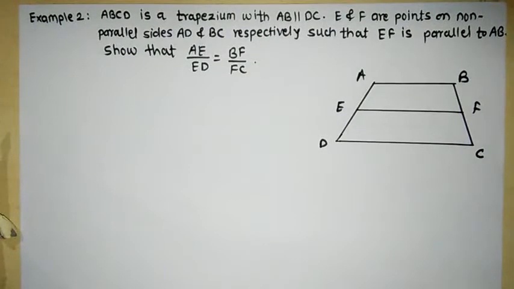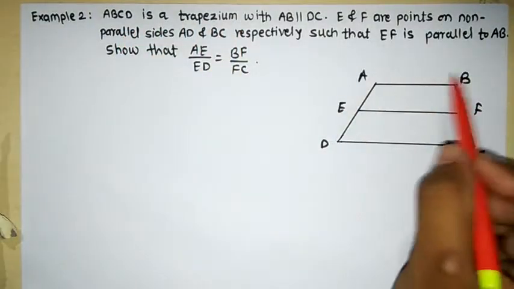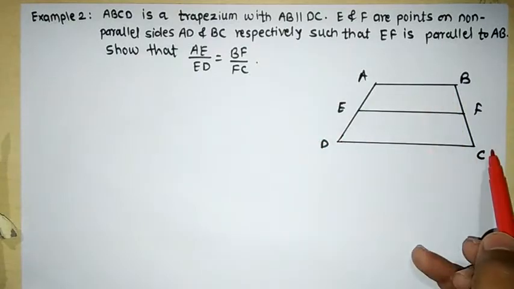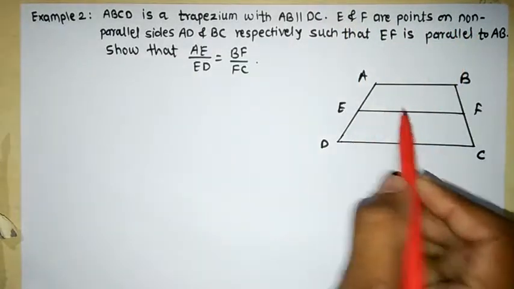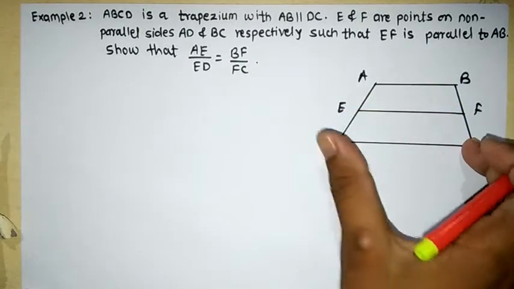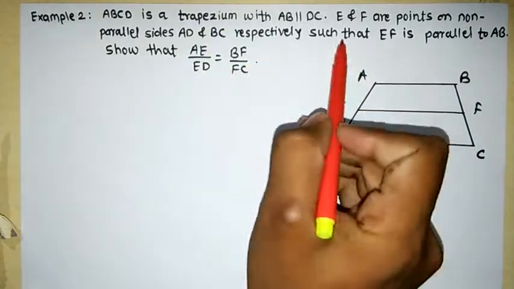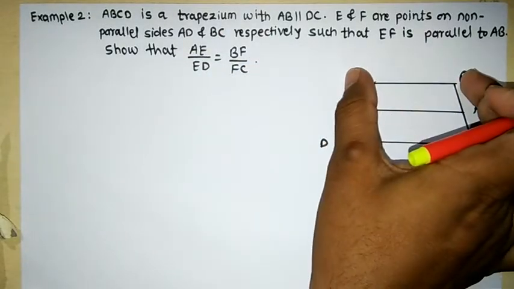Now we will see example number 2. See in example number 2 what we have to find here. ABCD is a trapezium with AB parallel to DC. It is a given data. And E and F are the points on the non-parallel sides AD and BC respectively, such that EF is parallel to AB. EF is parallel to AB is given.